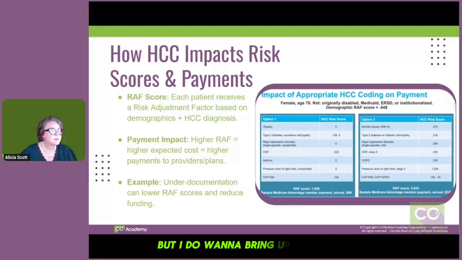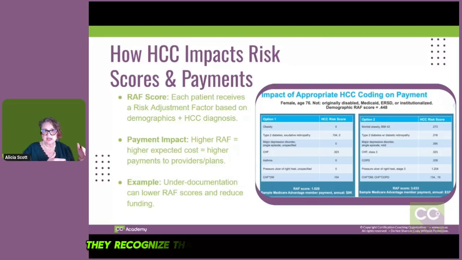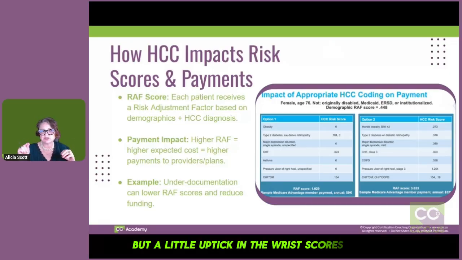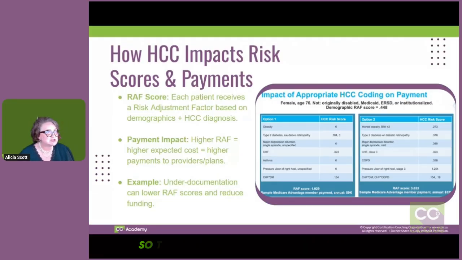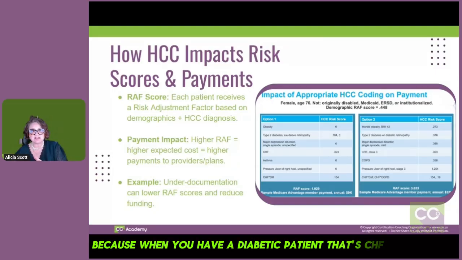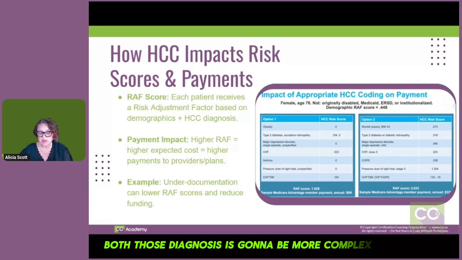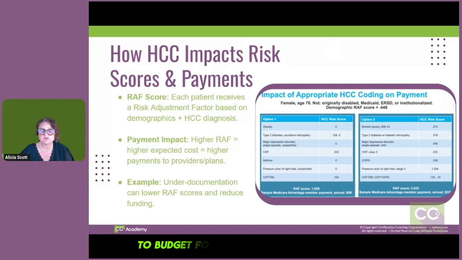Now, as we look at these other codes, I won't go through all of them, but I do want to bring up that if you have multiple diagnoses that compound or exacerbate each other, they recognize that. So they give you, I call it a bonus, but a little uptick in the risk scores. The first patient has both CHF and diabetes, so they're going to get an additional 1.154 added to their RAF score. They get more money because when you have a diabetic patient with CHF, both those diagnoses are going to be more complex. It's going to take more money to budget for that patient.